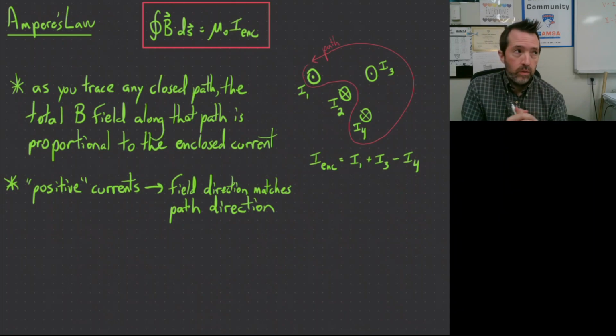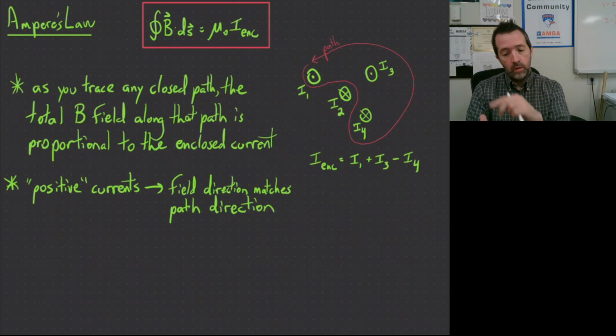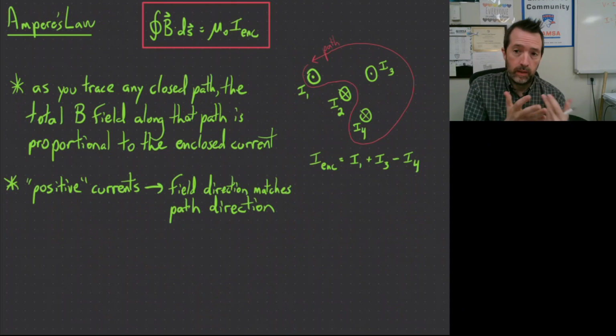This is similar to the right-hand rule for showing the direction of the magnetic field around a current also. So if I imagine holding wire I1 in my hand with my thumb pointing in the direction of the current, which is towards my face, my fingers, which show the direction of the magnetic field produced by current 1, go counterclockwise, which is the same direction as my path, and so they align with each other in that way. That's why that current is considered positive for this path. Current 4, which goes into the screen instead, is the opposite.